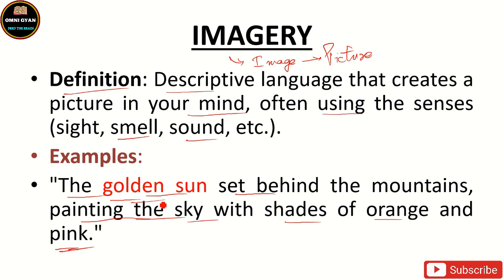Now immediately when you read this sentence, a picture of a sun setting behind the mountain forms, and the whole sky is painted, colored with orange and pink. This image is formed in your mind, right? So poets are very expert in imagery, okay? So this is an example of imagery.